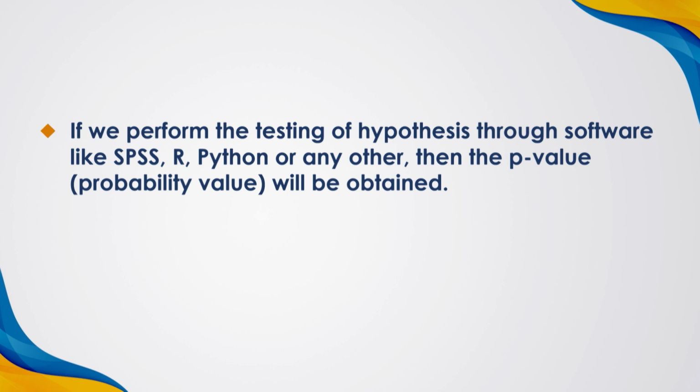Generally, if we perform the testing of hypothesis through software like SPSS or Python or any other, then the p value, the probability value, will be obtained. In real-time data sets, you will have larger data sets which you are not able to compute manually, so you must go for software. Here you can see a list: SPSS, Python and many other software. Among them you can calculate your hypothesis, but here you cannot get your table value or critical value as earlier. Here you will get a p value, that is, your probability value.